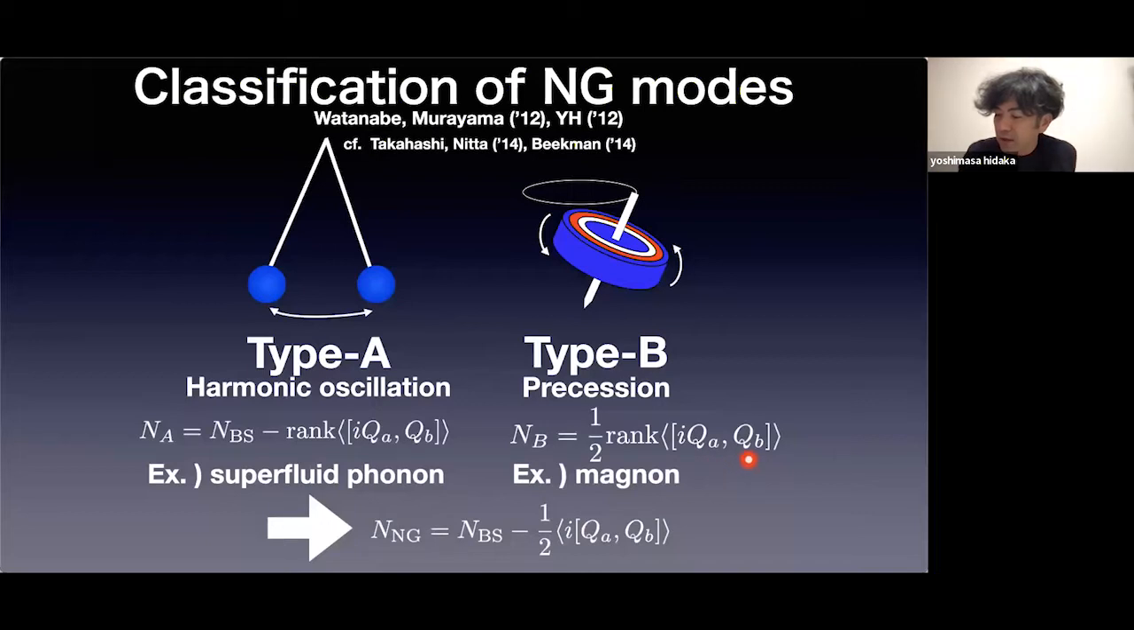Since this is an anti-symmetric matrix, the rank is always even. So this half means that this is a pair, and the number of pairs causes a single energy mode. By using these relations, the sum of these gives the number of energy modes. So you can find this relation. Let me explain this picture.